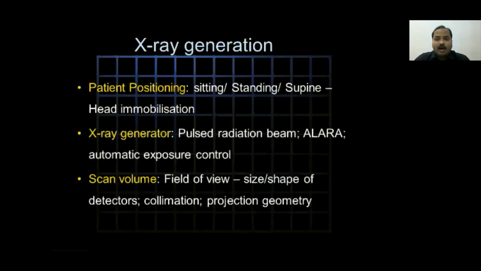Collimation of the beam. How do we collimate the beam? So that such a beam is produced which will give us the shape and size which is required for the field of view. Third will be the projection geometry. What will be the distance of the object from the source, object from the sensor? How can we produce the maximum image or the area of interest to the maximum imaging capabilities with minimum radiation hazards?